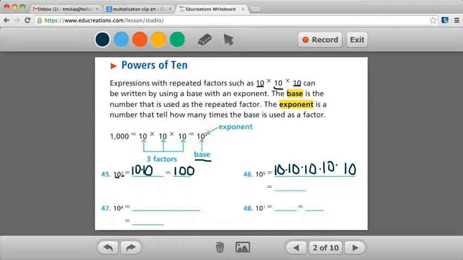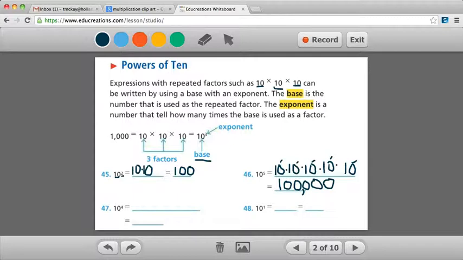And here we can go through and we can multiply 1 times 1 times 1 times 1 times 1, which is equal to 1. And how many zeros are there? If you count them, there's 1, 2, 3, 4, and 5. So it's a 1 with 5 zeros. So add your 5 zeros: 1, 2, 3, 4, 5. So 10 to the fifth power would be equivalent to 100,000. Don't forget to add your comma.